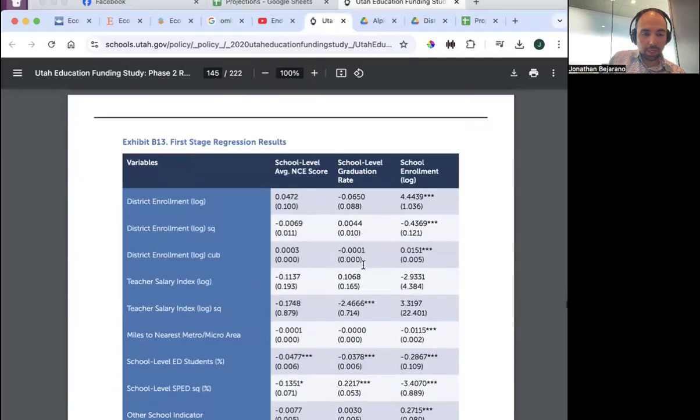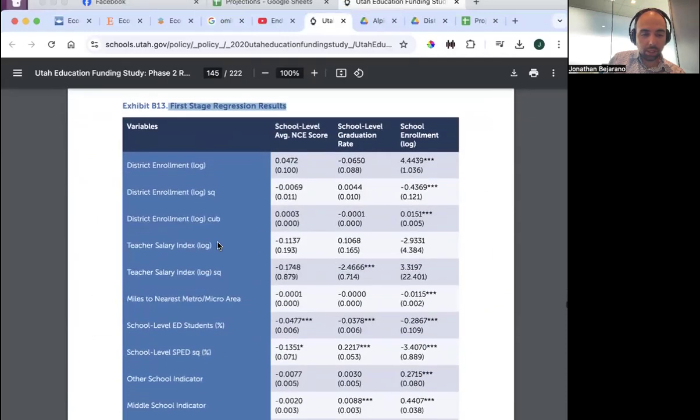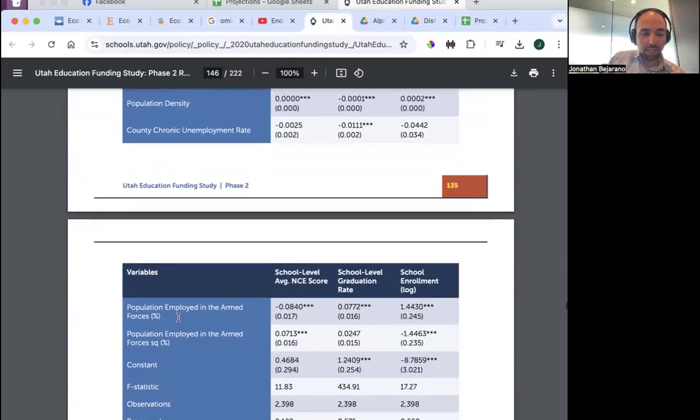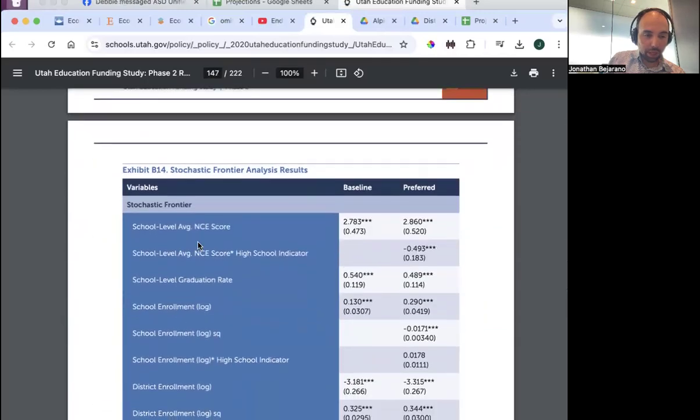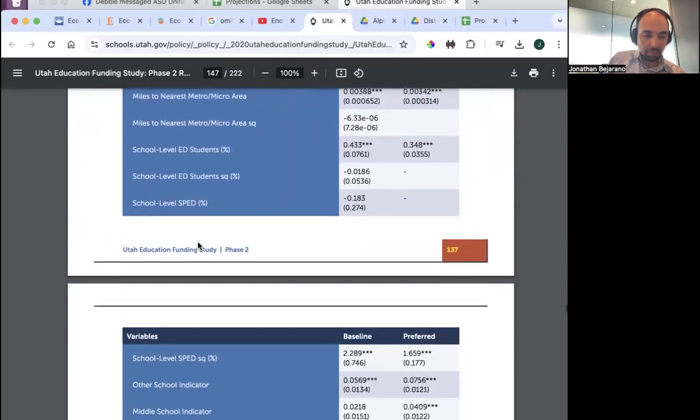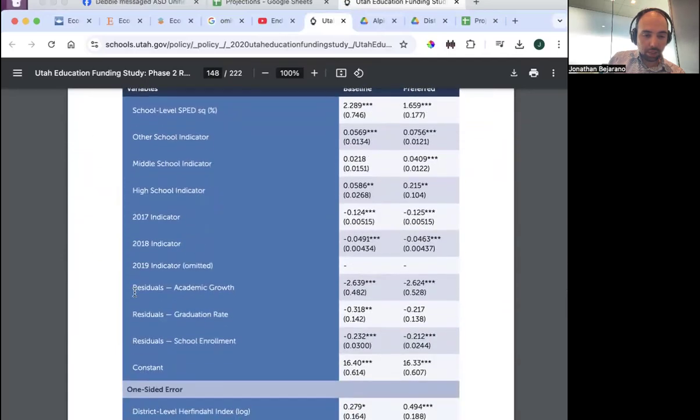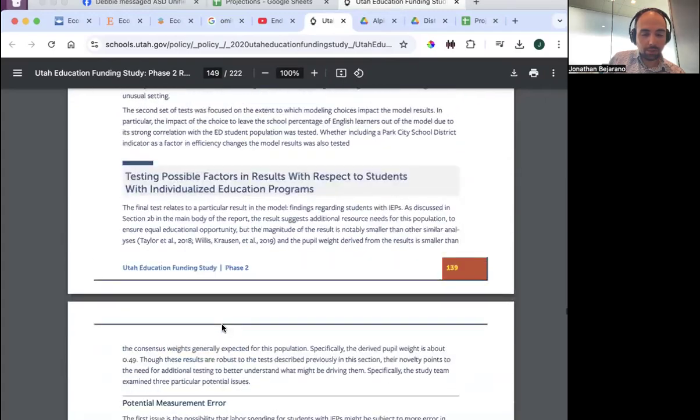You can see right here, this is the first stage where they're running a regression. Again, they're controlling for nonlinear relationships by doing the logs. And then they take the error, or the residual, and throw that into a second regression. You can see right here, we have these three residuals that are endogenous variables and they relate to each other, right? If you have academic growth, then you're going to have graduation rate. If you're going to have higher school enrollment, then that's going to affect other things. And so this study is seeking to control some of those endogenous variables.